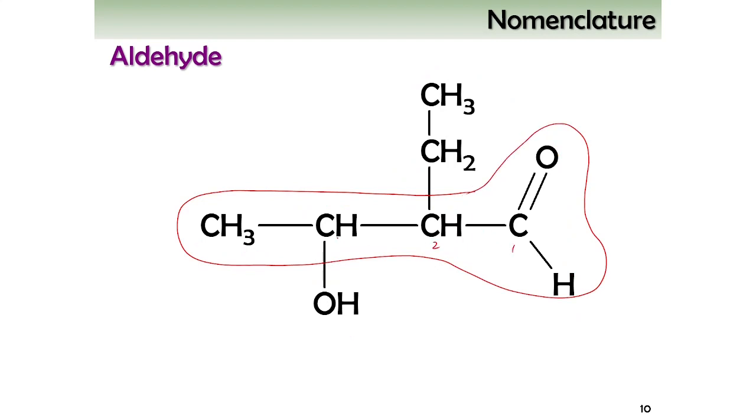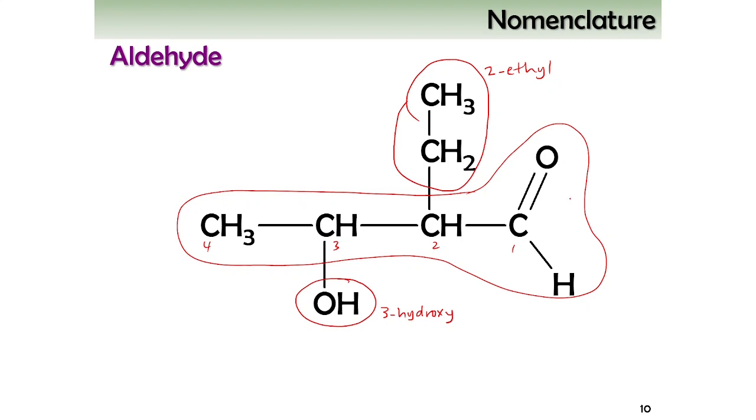1 2 3 4. Okay, this is ethyl attached at carbon number 2, so 2-ethyl, and this one is hydroxyl. Hydroxyl as a substituent is hydroxy, without the L. So this one is 3-hydroxy. So combine them together.